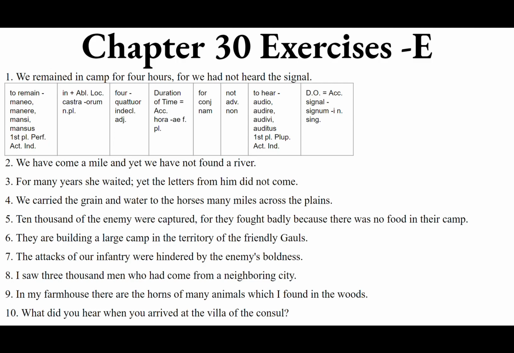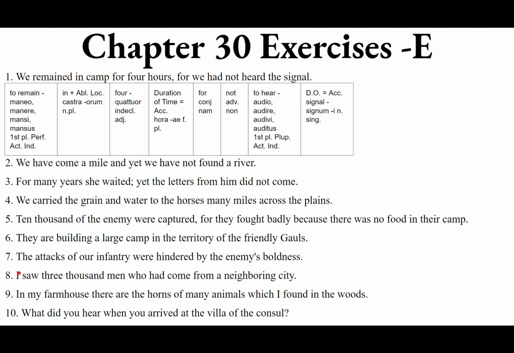So hostium, genitive plural, hostium. This is possessive. Boldness is audacia, feminine. We want the ablative of means. By means of the boldness of the enemy. So audacia, there is no preposition in front of an ablative of means. Hostium audacia. So the sentence, septima, all together, could be something like: Nostrorum peditum impetus impediti sunt hostium audacia.